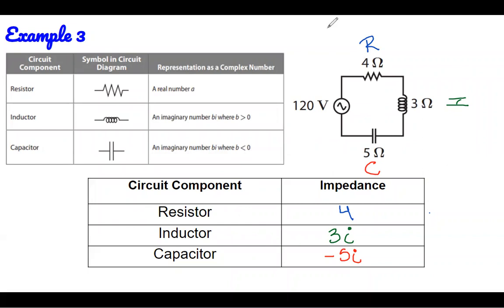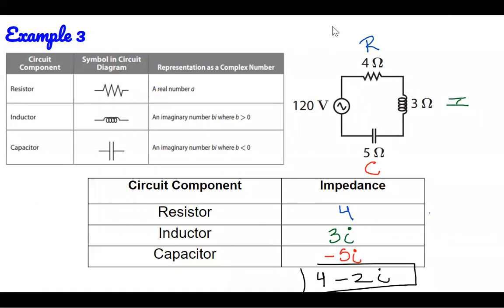What would we get? We have a real number, 4, and then we have 3I minus 5I minus 2I. So its impedance would be 4 minus 2I. Not too bad, right? We're going to do this for the rest of today.